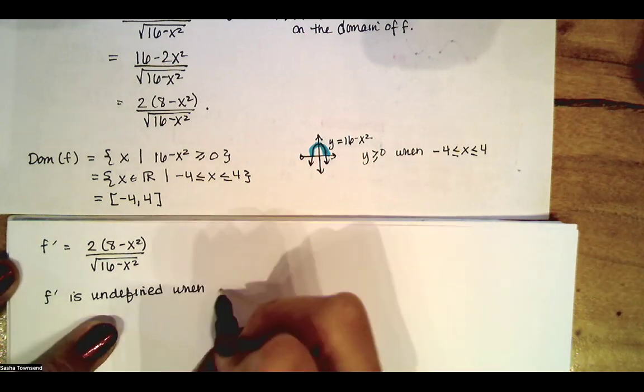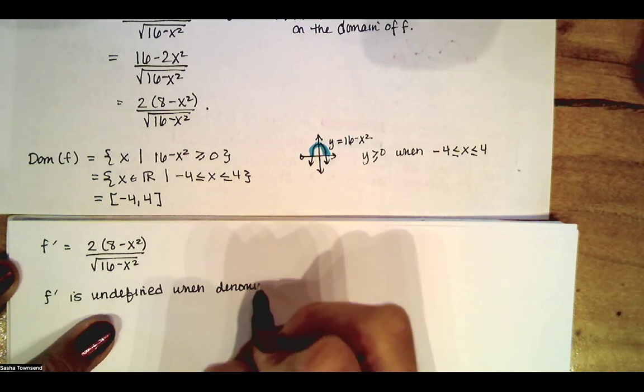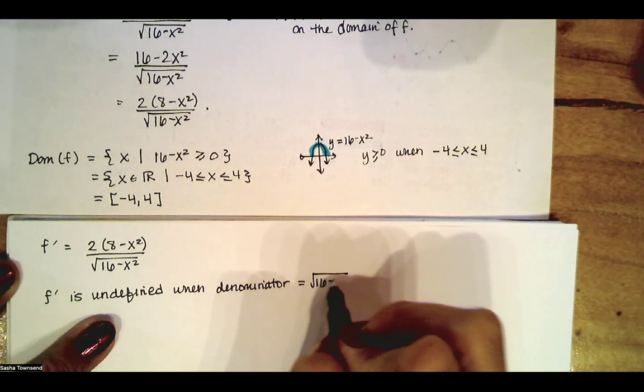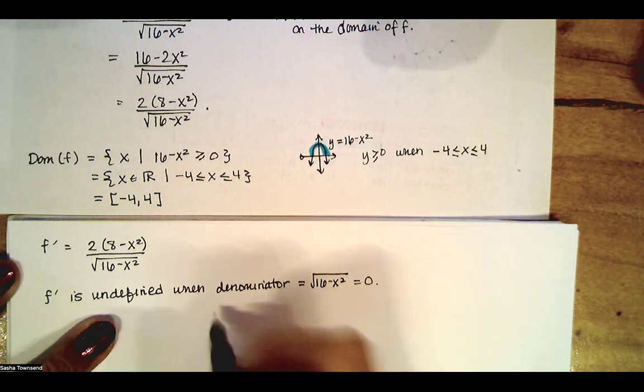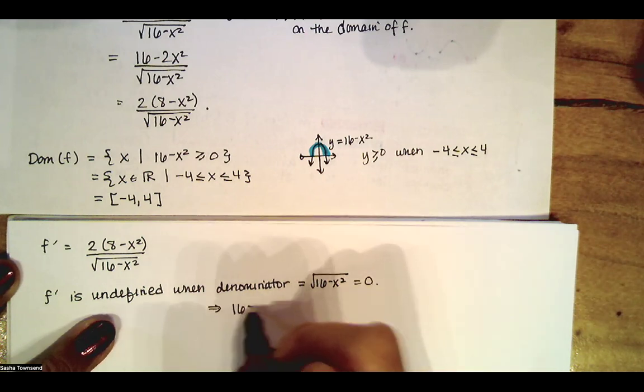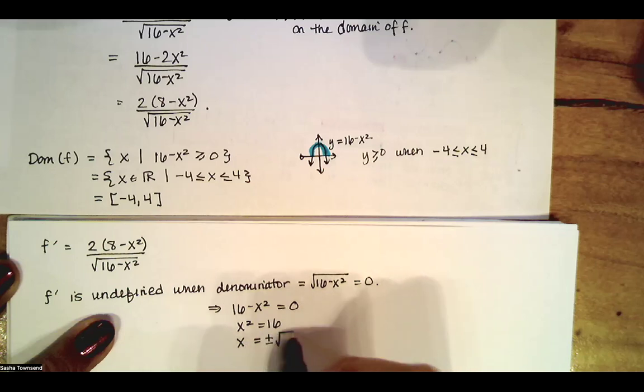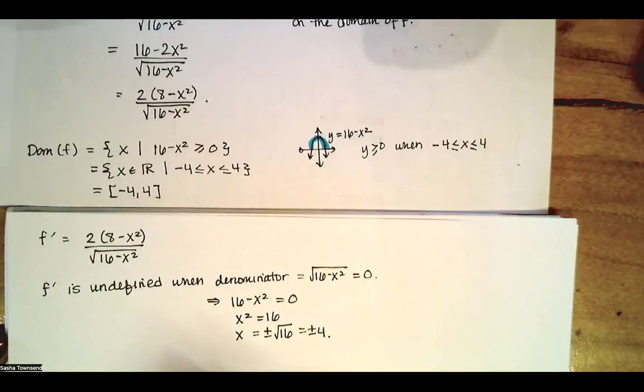So it's undefined when the denominator equals 0. And that means that it's undefined when 16 minus x squared is equal to 0, or when x squared is equal to 16, or when x is equal to plus or minus the square root of 16, which is plus or minus 4. So f prime is undefined at the endpoints of our domain.